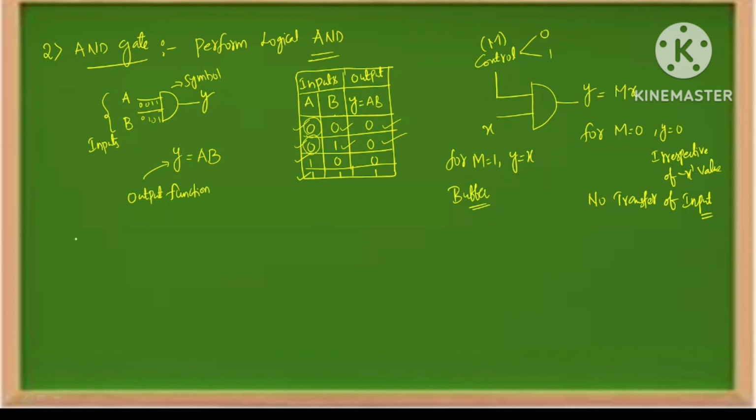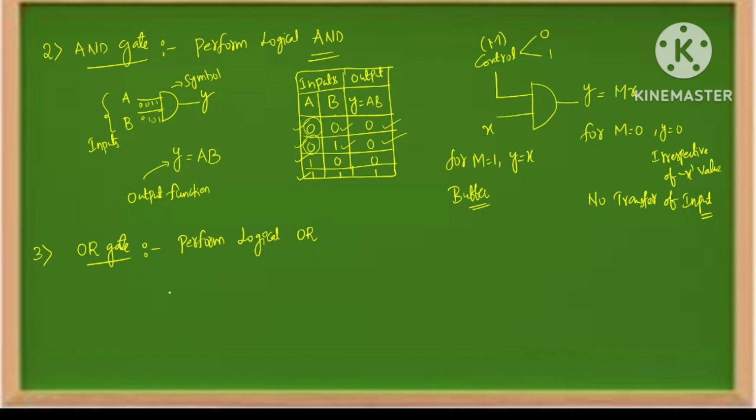Okay, now let me go to the OR gate. This is the third logic gate. This OR gate is used to simply perform the logical OR operation among the inputs.